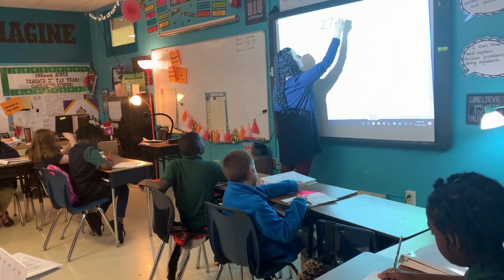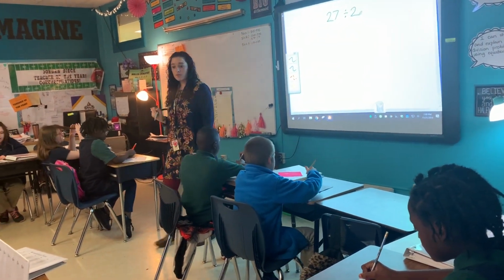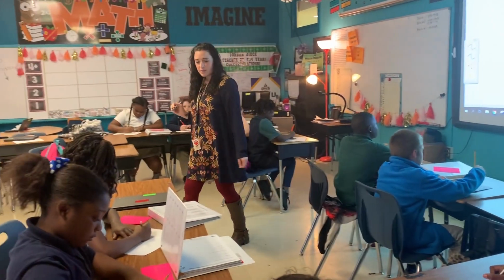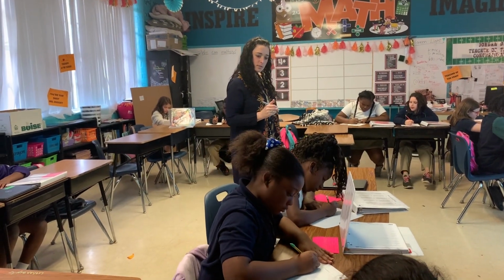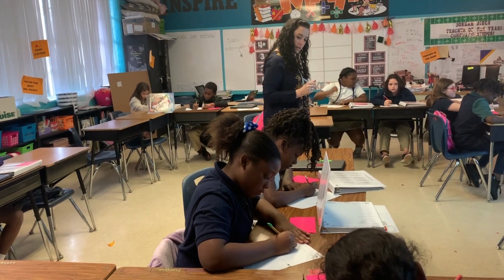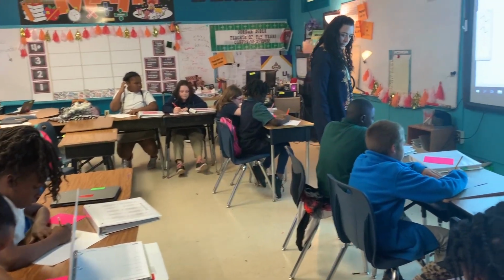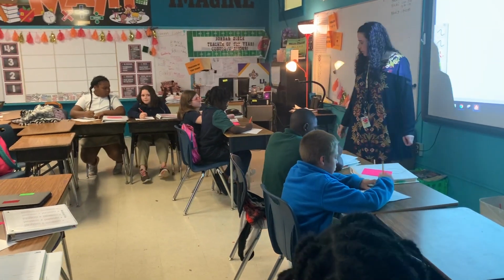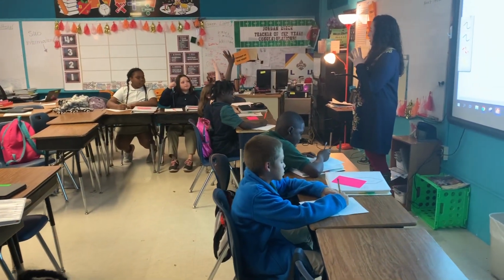27 divided by 2. So write that in your first box. 27 divided by 2. Very good, Melissa. Okay, so what do we do with these numbers when we're using the box method?